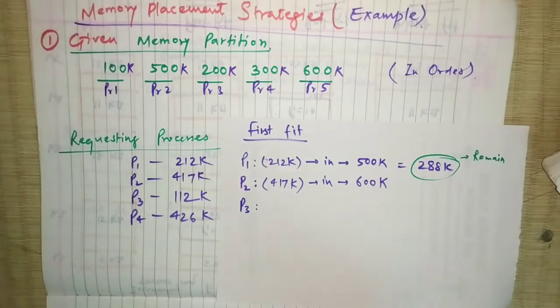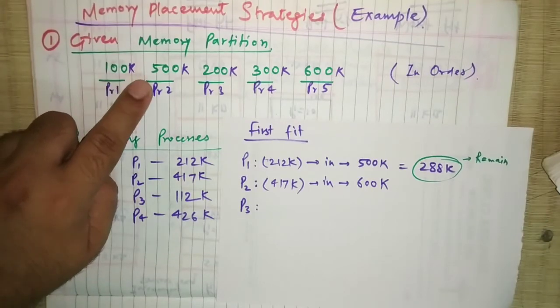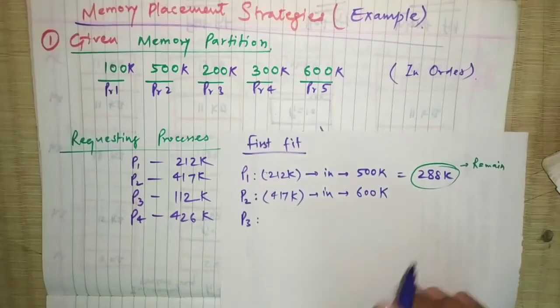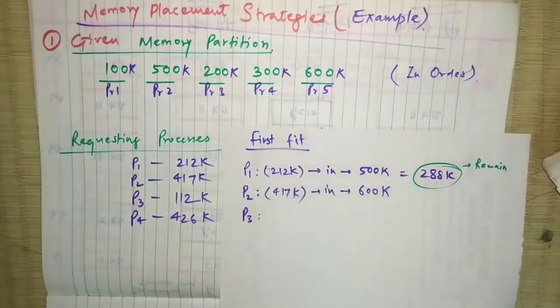So for partition 3, it has a requirement of 112k. 112k memory is required for P3 to execute. So P3 will come, 112k. We'll start with the first partition. 100k, not possible. 500k, and the 500k is used, but we have remaining 288k. We have remaining 288k because this is the first fit.